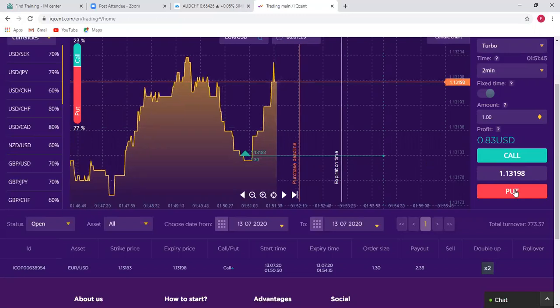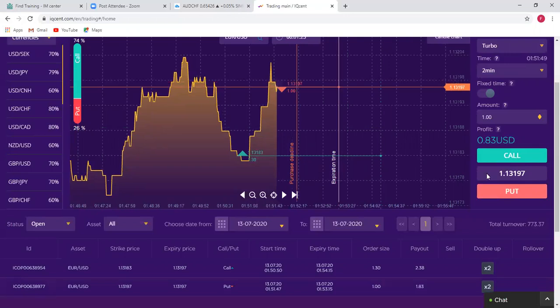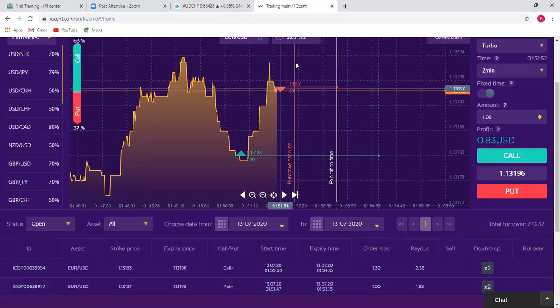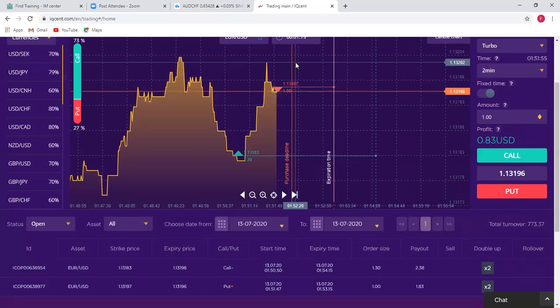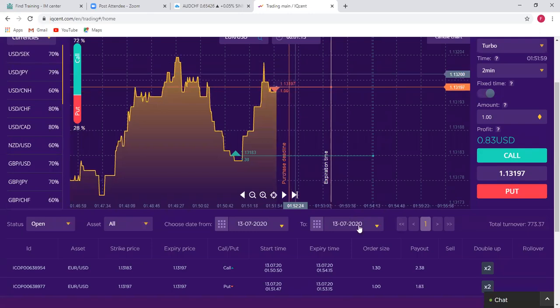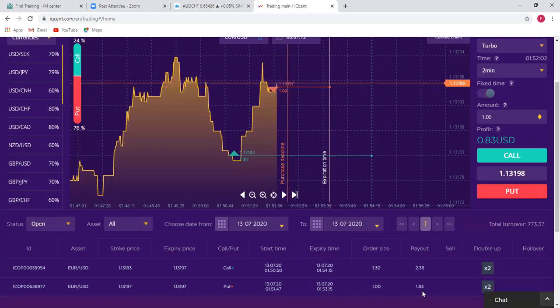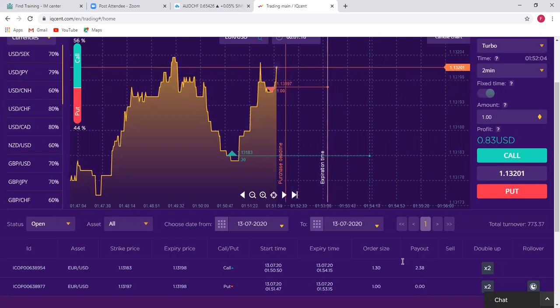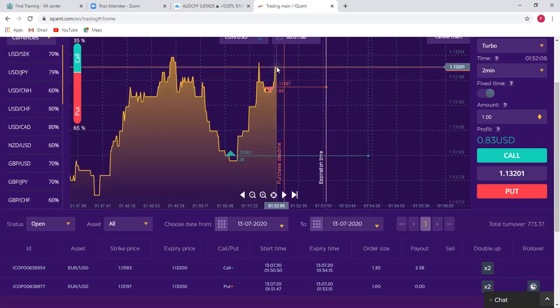Let me take a put for 2 minutes from where price is. All right, I've taken a put for 2 minutes. I am hoping this thing goes up so I can do a double up. So you see how double up works. Still kind of in profit. All right, I'm not in profit again.